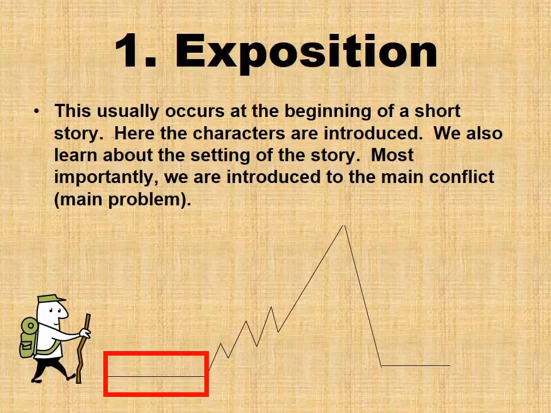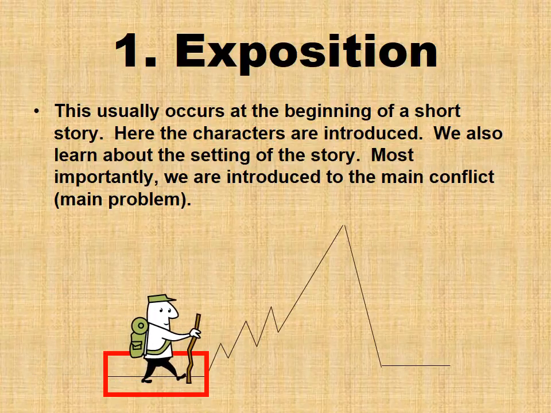So if we look at the story of, let's say, Little Red Riding Hood. In the beginning, we understand that Little Red Riding Hood is a young girl who is trying to get to her grandmother's house. So that's introducing the main conflict, and it gives us the setting, which is in the woods, as she sets out to grandmother's house.